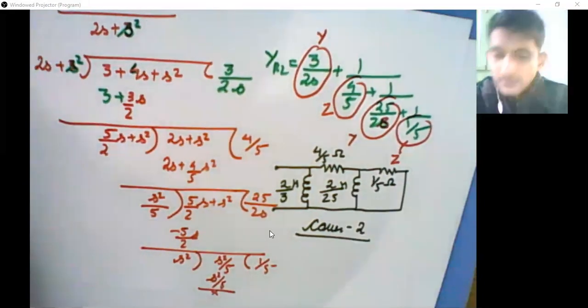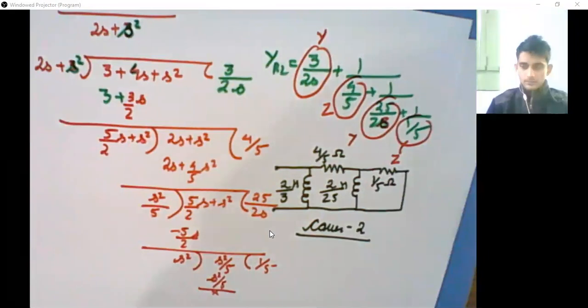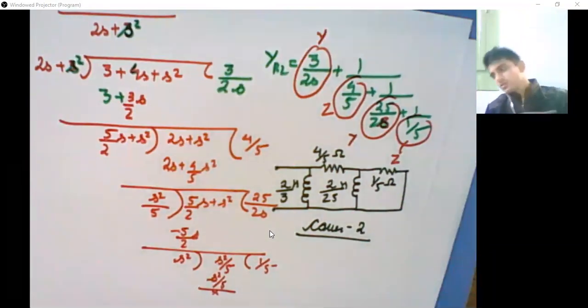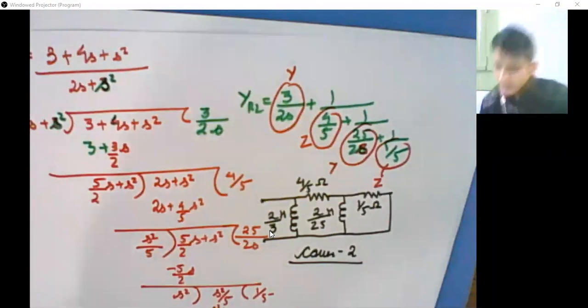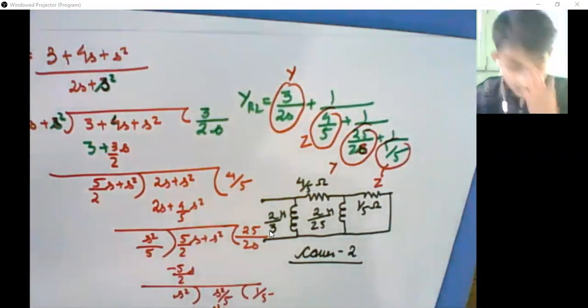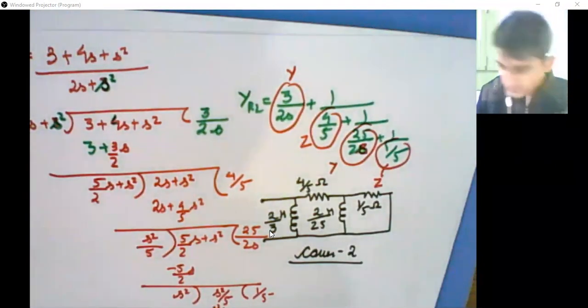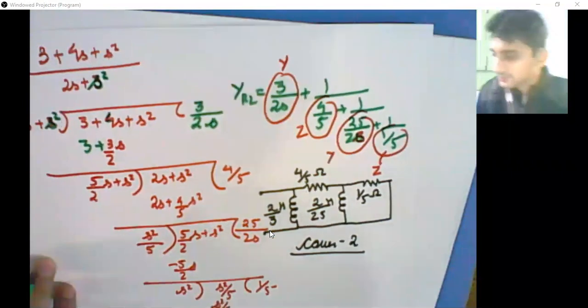Sir, yes please. Sir, can we find the Cauer form for YRC also? For which? YRC. Yes, why can't you do that? You can definitely do it. Let me just take a ZRL if it is given to me. Yeah, we can take it. Let's say it's of this form.